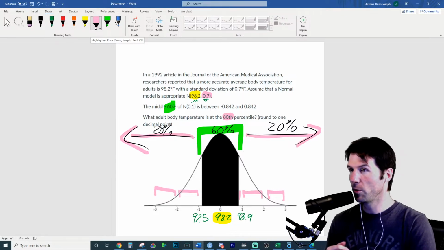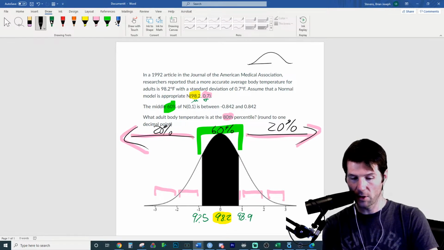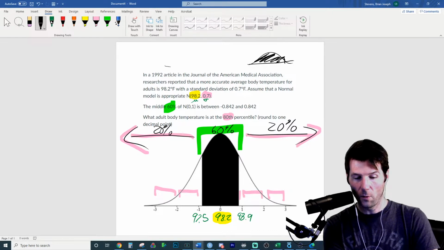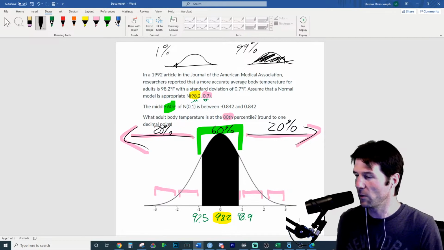Always ask yourself, would you rather be in the 99th percentile of your class or the first percentile? When it comes to grades, would you rather be in the 99th percentile or the first percentile? What seems like a better idea right there?